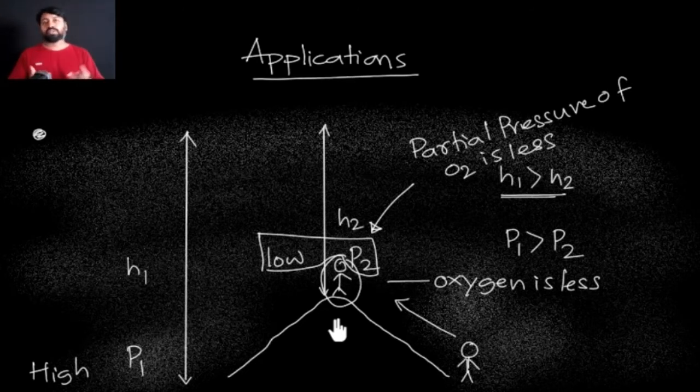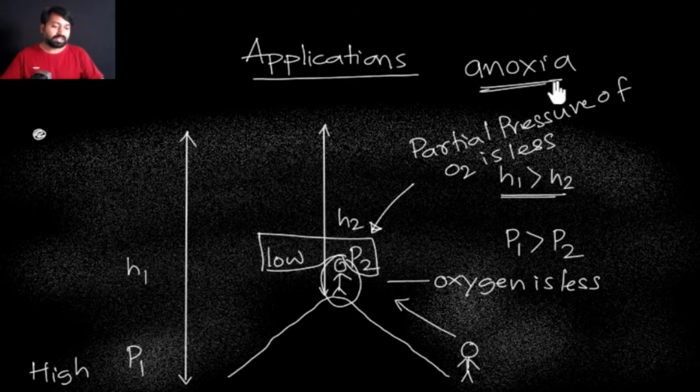Therefore, those who climb the mountain or those people living in the mountains usually find themselves weak or unable to think properly, and this symptom is called anoxia. Anoxia is a condition where the person is unable to think properly, finds difficulty to survive, or becomes very weak. This is one of the applications where we can see Henry's law: as the partial pressure of oxygen decreases moving from high pressure to low pressure, the solubility of oxygen in the blood also decreases.